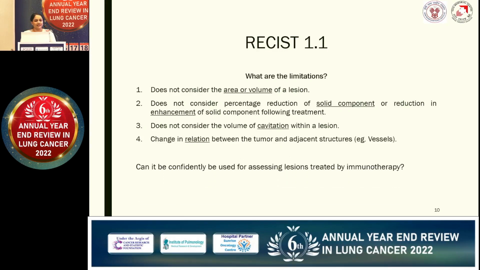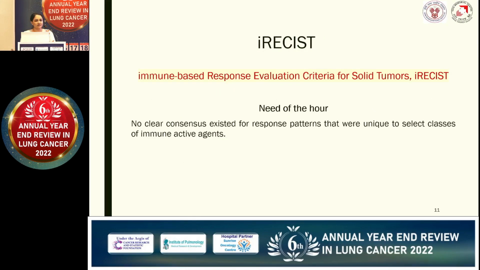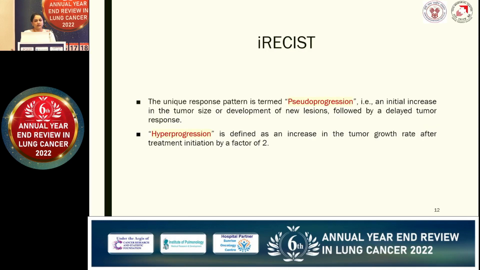So the question here is, can it be confidently used for assessing lesions that are treated by immunotherapy? And the answer to that was, of course, not always, and thus the introduction and the inception of iRECIST. However, no clear consensus has existed for response patterns when we use different immune active agents. And the unique responses that we have been seeing with development of immunotherapy are pseudoprogression or hyperprogression. So in this, we see an initial increase in size of the tumor or development of new lesions, following which there is a delayed tumor response.